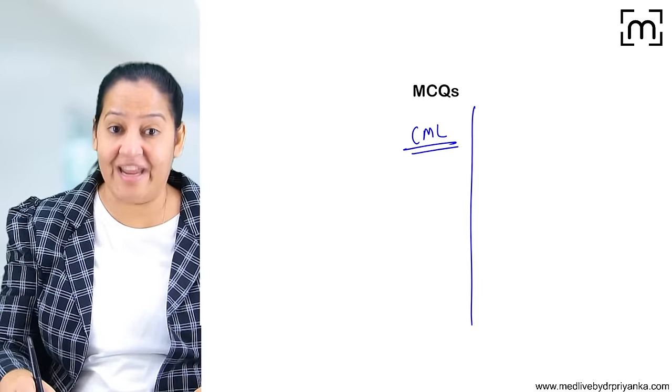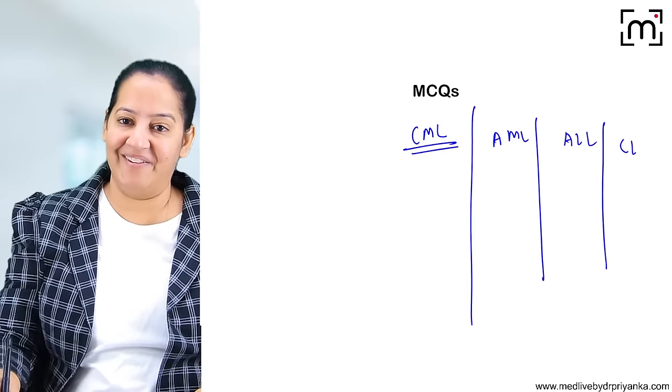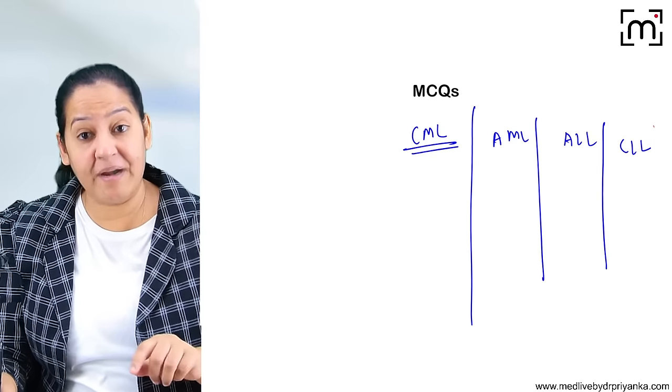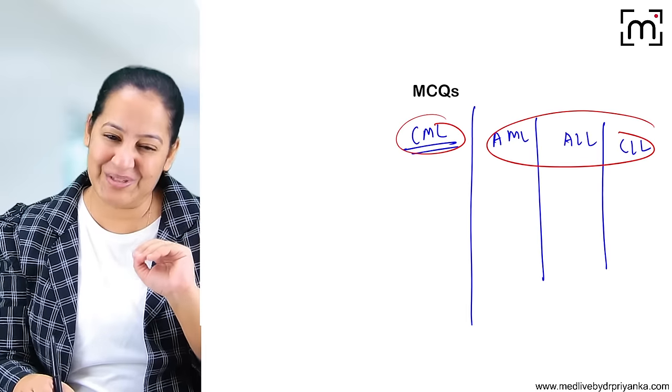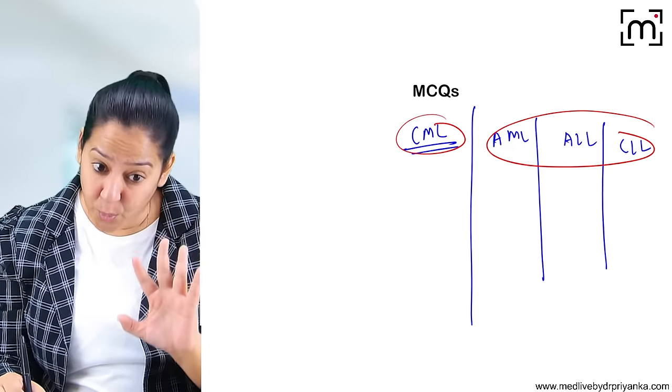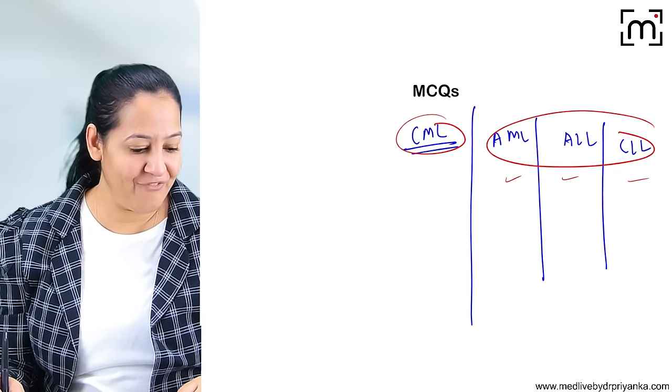In a similar way, we are going to cover AML, ALL, and CLL right now. Now, the remaining three will be a little bit faster because you already have an idea now. This was the first one. It took time, I agree, but it was worth giving the time because the remaining three will be really very fast. How many of you got it?